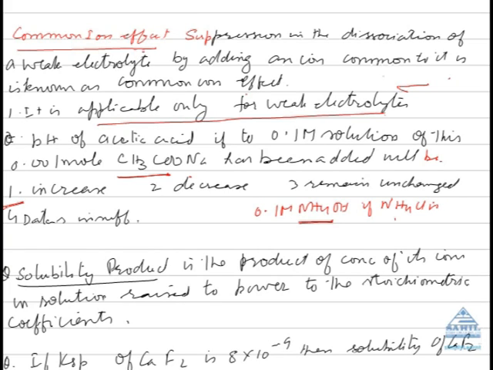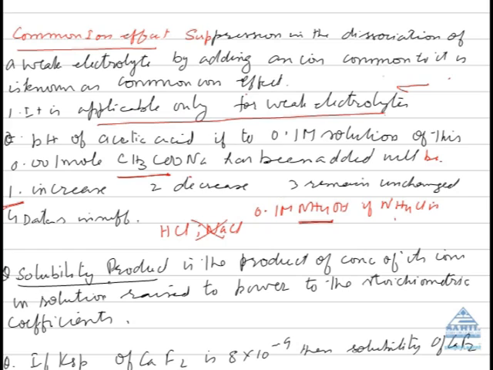Dear students, common ion effect is applicable only for weak electrolytes. You cannot suppress the dissociation of HCl by adding NaCl, because HCl and NaCl both are strong electrolytes. We use this common ion effect for the purification of common salt. To the common salt solution, saturated solution of common salt, if we add HCl, then pure NaCl crystals will precipitate.